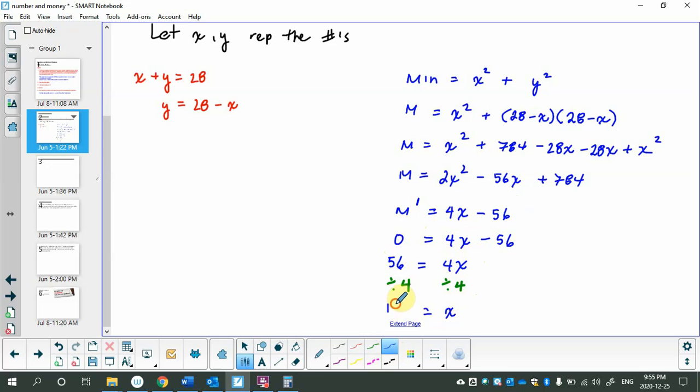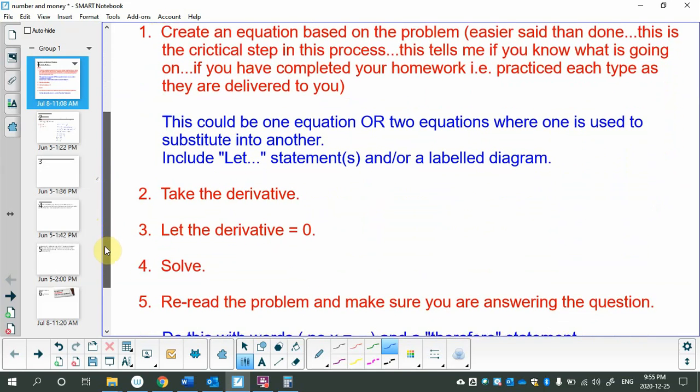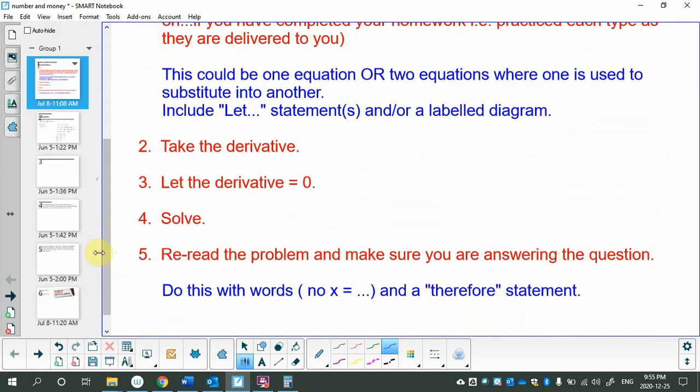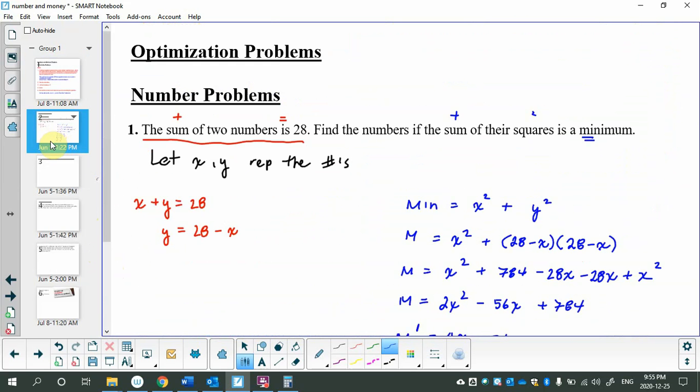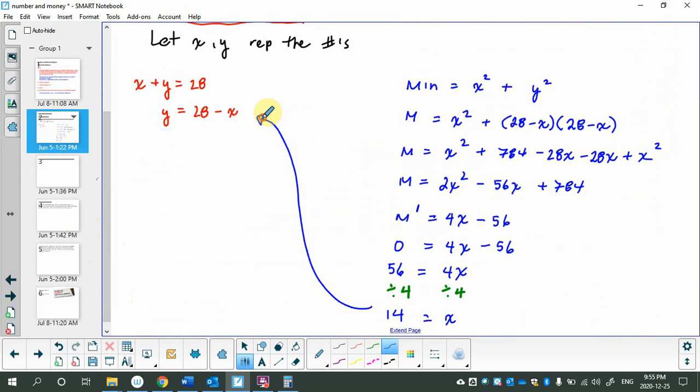So x is 14. So I need to reread the question. Create the equation, take the derivative, let the derivative equal 0. I have solved. Now I need to reread the problem to make sure I'm answering the question. Find the numbers. So I need to find the x and the y. So I know what my x is. It's 14. So I can take 14 and put it back up into y to get the other one.